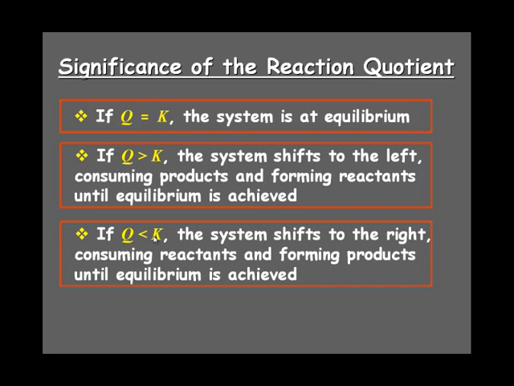And then the third situation, if the Q is less than K, the system is going to shift to the right to achieve equilibrium. So when it shifts in the second and third case, you're trying to get that Q then to equal the K value. So the shift occurs in order to get that Q equal to the K.